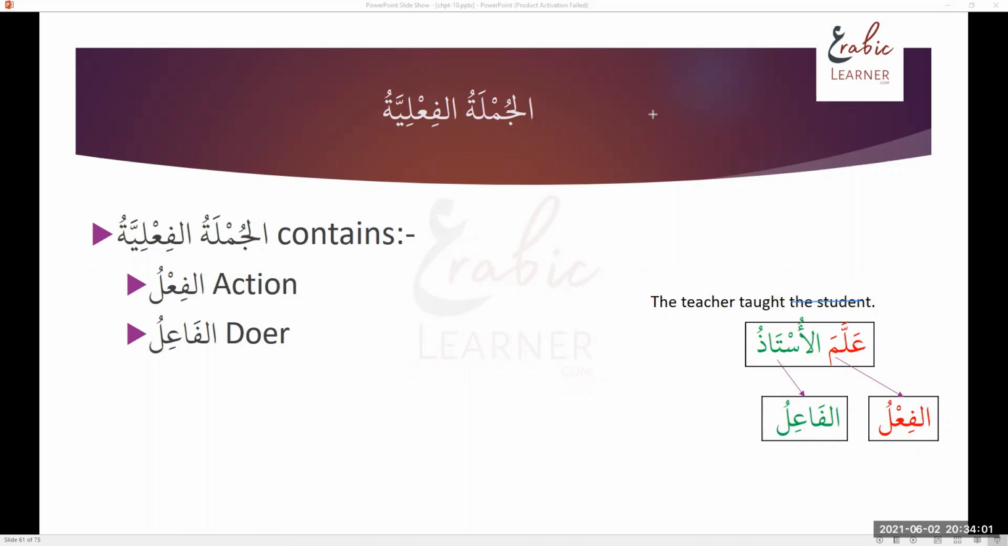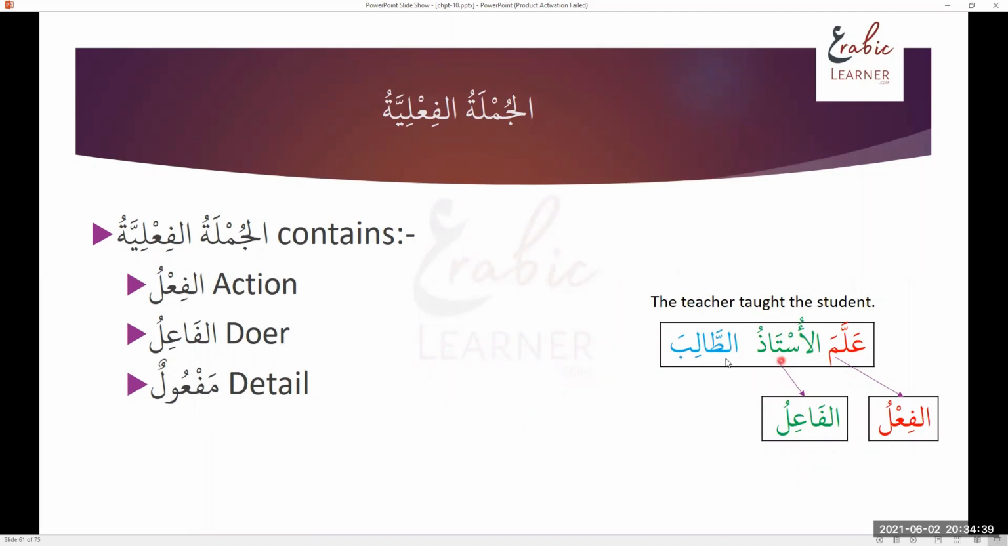So now what happens? If I want to give further detail to the sentence, that further detail to the sentence is called Maf'ul. For example, if I say Allama al-Ustadu Taliba. Allama al-Ustadu Taliba. Now it means the teacher taught the student.